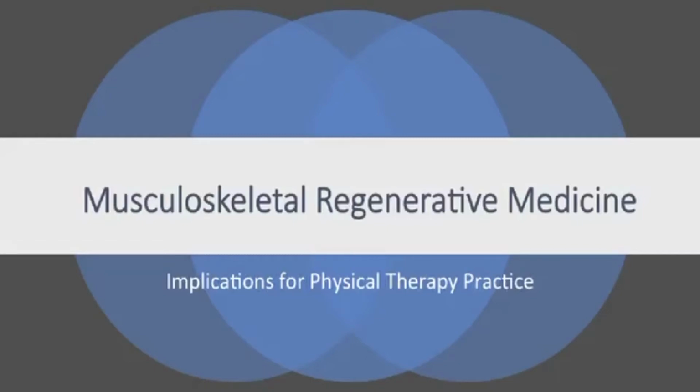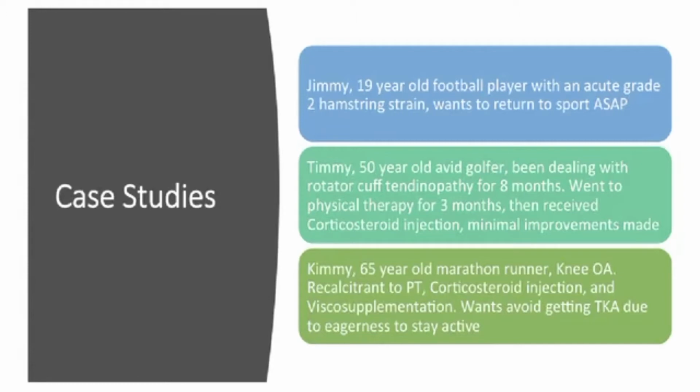Hello, today I'm going to talk to you about regenerative medicine for musculoskeletal conditions and the implication for physical therapy practice. So let's start off with a few case studies. First, we have Jimmy, who's a 19-year-old football player with an acute grade 2 hamstring strain who wants to return to sport as soon as possible.